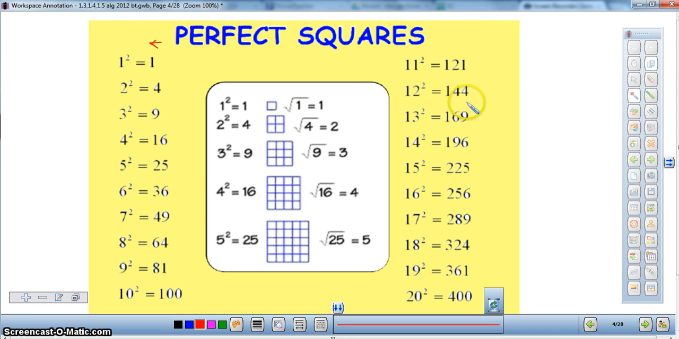Other ones that are important that you'll see a lot, 15 squared comes up quite a bit, 20 squared, and if you think about 30 squared, what would 30 squared be? Well, 30 squared would be 3 squared, which is 9, so you're going to have 900. So you can think of some of those other numbers that you can probably look at.